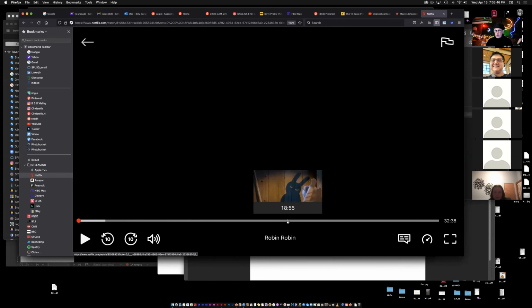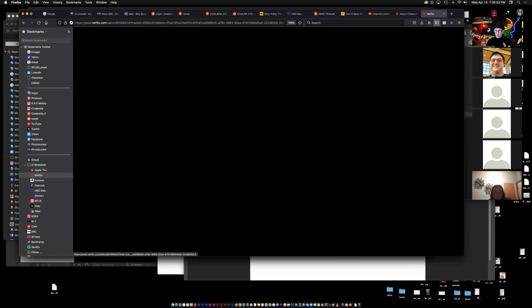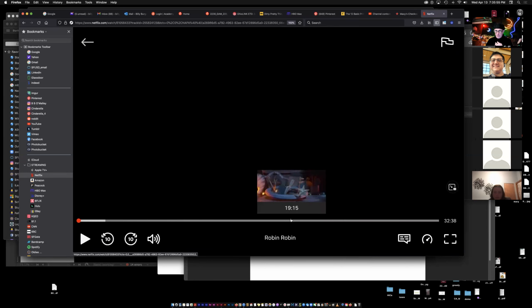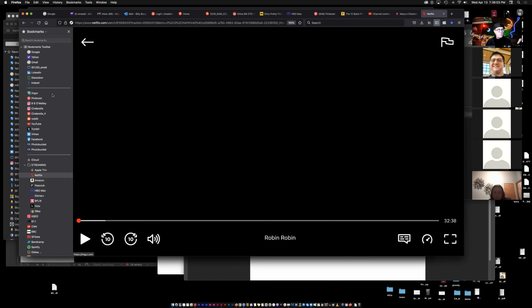There's little sections in there where you can see that the storyboard artists were thinking about Henry Selick and The Nightmare Before Christmas. There's some really dark elements right in here. It's wonderful. The characters are really sweet. You will really like it. So Robin Robin is out there.